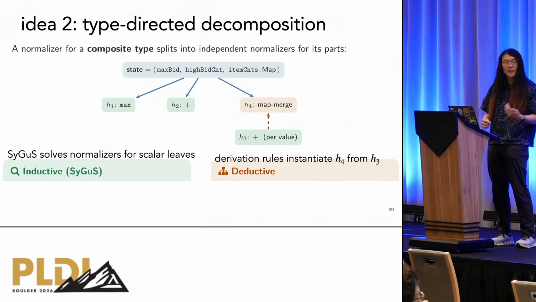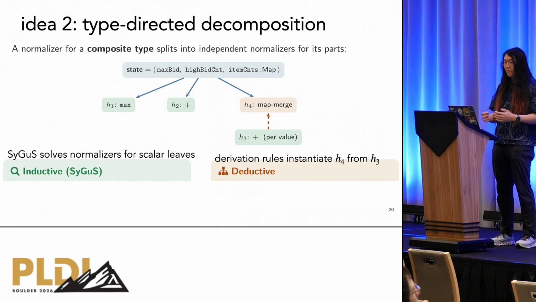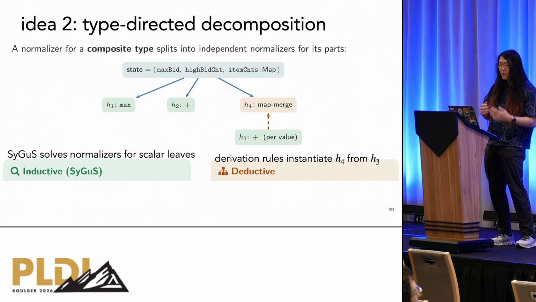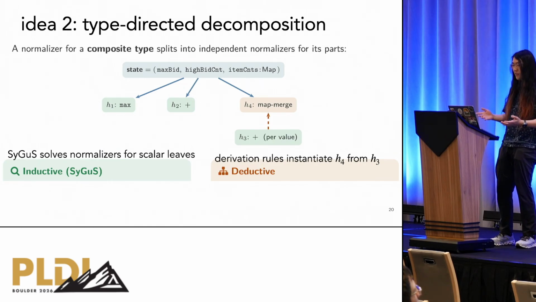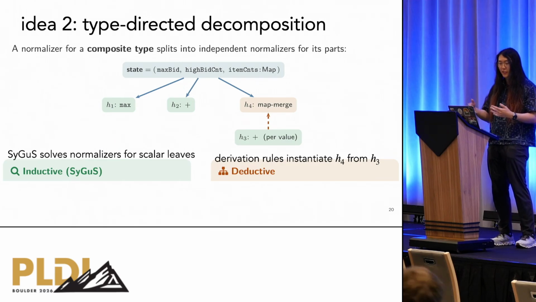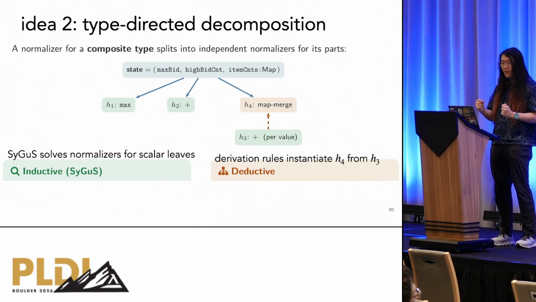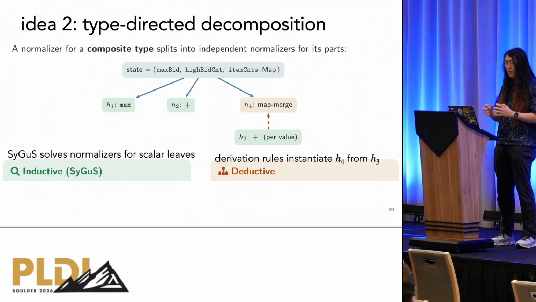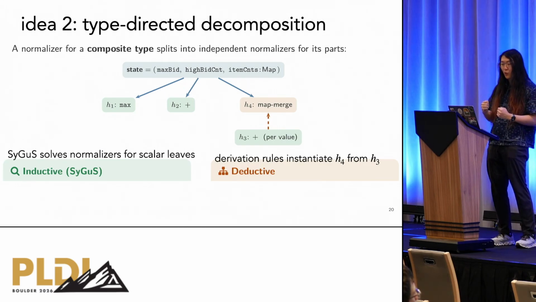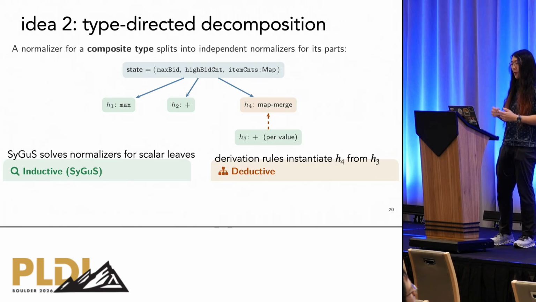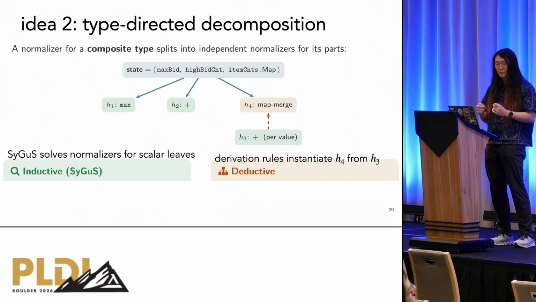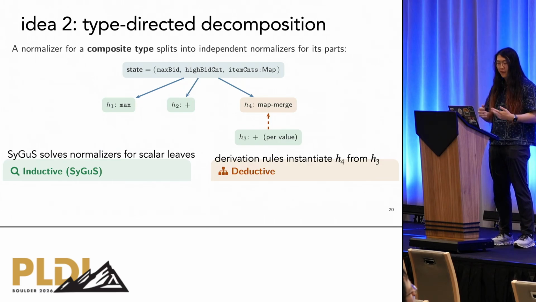Here's an example to see that in action. Here's the normalizer state we just saw in the previous slide, and it is made of 3 items. The first 2 are scalar values, integers, and the third one is a map, just a collection. Here, our type-directed decomposition is able to decompose the problem of synthesizing the normalizer into different scalar leaf problems. That is what the green boxes are highlighting, H1, H2, and H3. And then we can use the inductive synthesizer to find the normalizer for the scalar leaves.